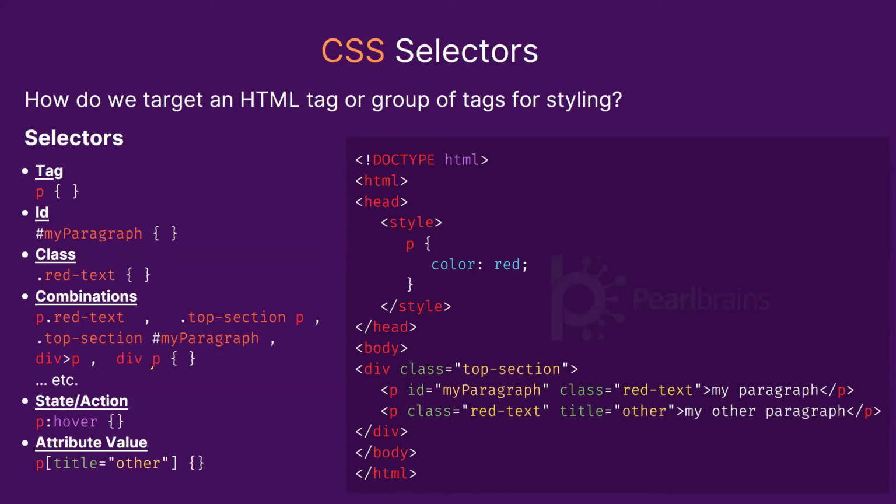For example, if I have very many paragraphs on my page, and I have two paragraphs that I want to make red, what I do is I just add a class attribute to those paragraphs that I want to make red.